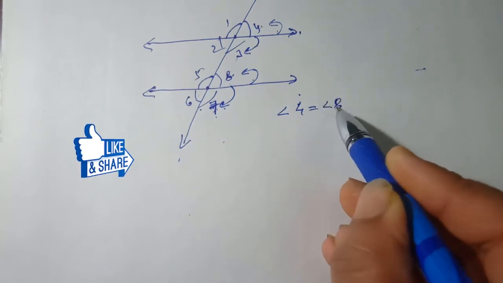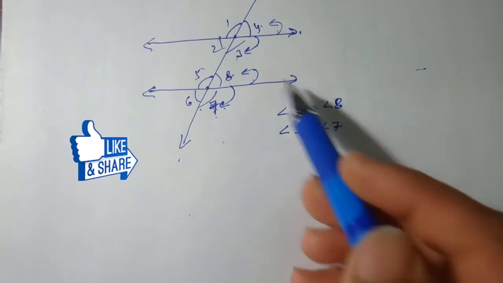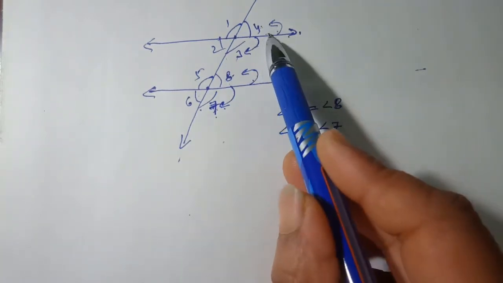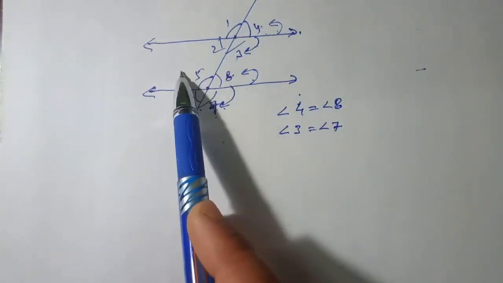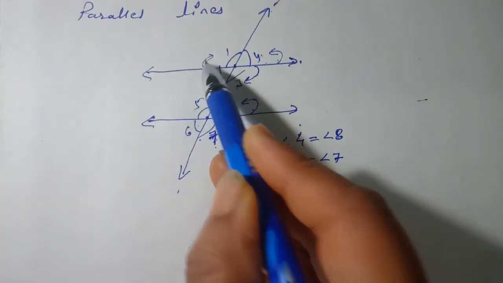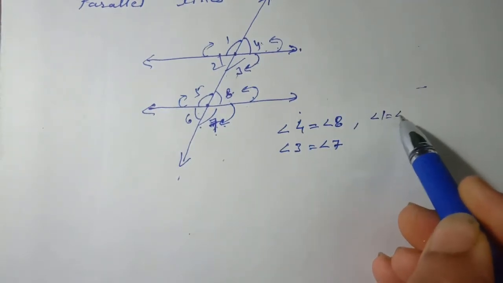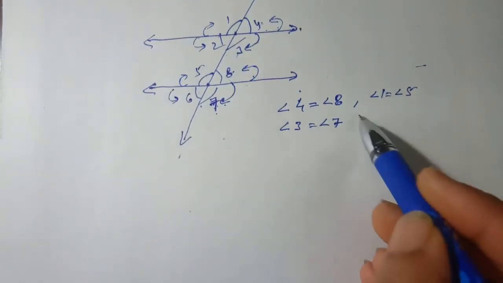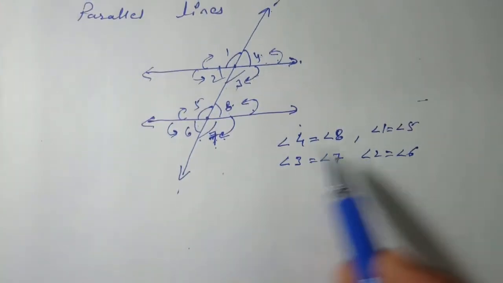Angle 4 is equal to angle 8. Angle 3 is equal to angle 7. The angles which are above the line are equal to each other. The angles which are below the line are equal to each other. In the same way on the other side, the left hand side, we can observe angle 1 is above and angle 5 is above, so angle 1 is equal to angle 5. And angle 2 is below, angle 6 is below, so angle 2 is equal to angle 6.